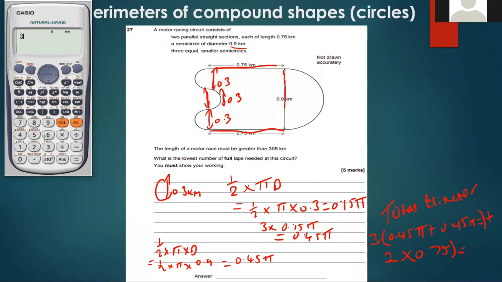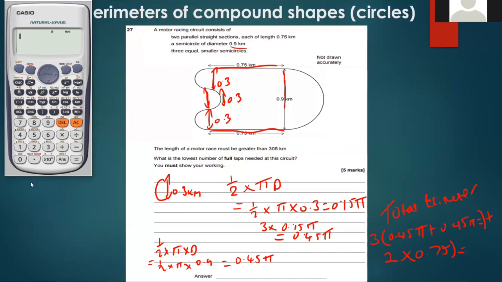We've got 3 times 0.45 pi plus 0.45 pi, okay, which is going to give me an 8.4, and then I'm going to plus 2 times by 0.75. Sorry, I need to do that again, sorry guys about that.